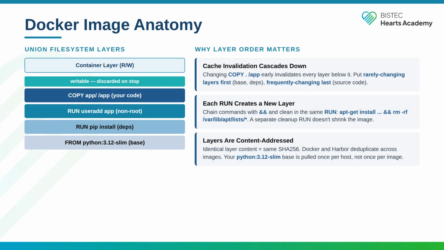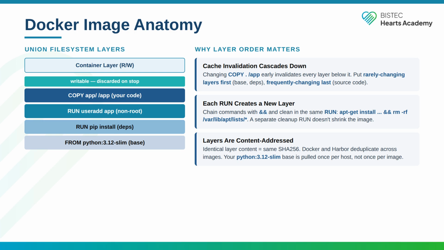Every Docker image is a stack of immutable layers. When you write FROM python:3.12-slim, you're starting from a set of pre-built layers. Each RUN, COPY, and ADD instruction adds a new layer on top. The union file system merges these layers into a single view at runtime. Layers are immutable and content addressed. If 2 images share the same base, they share the same layer bytes on disk and in the registry.